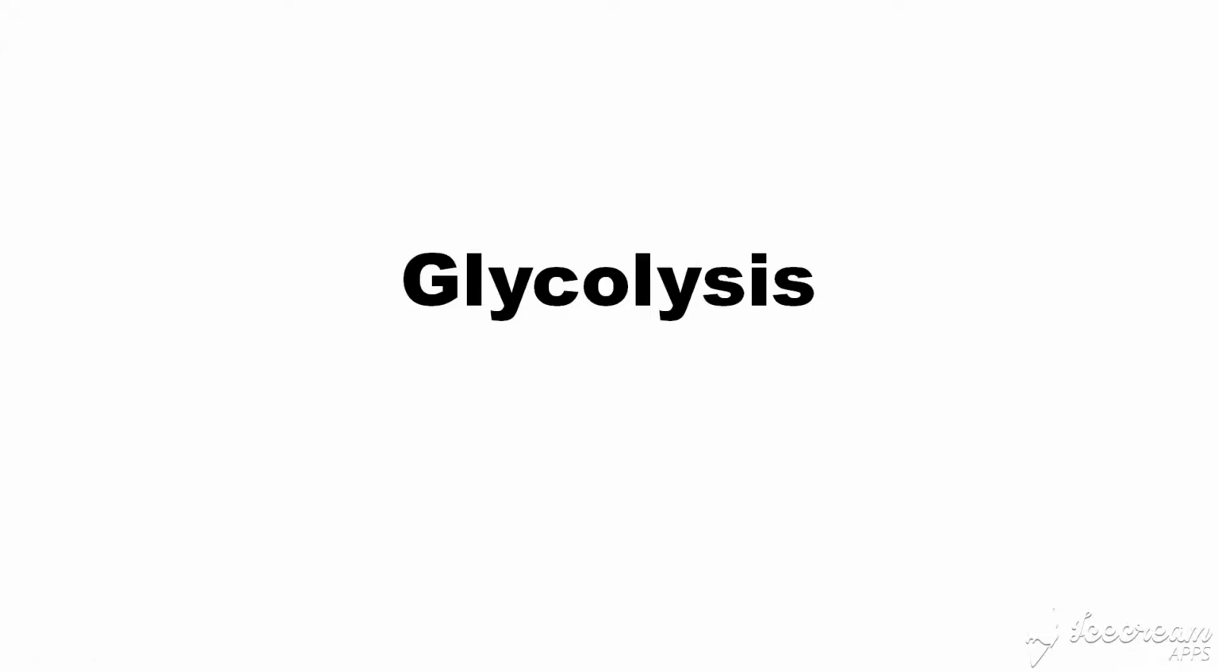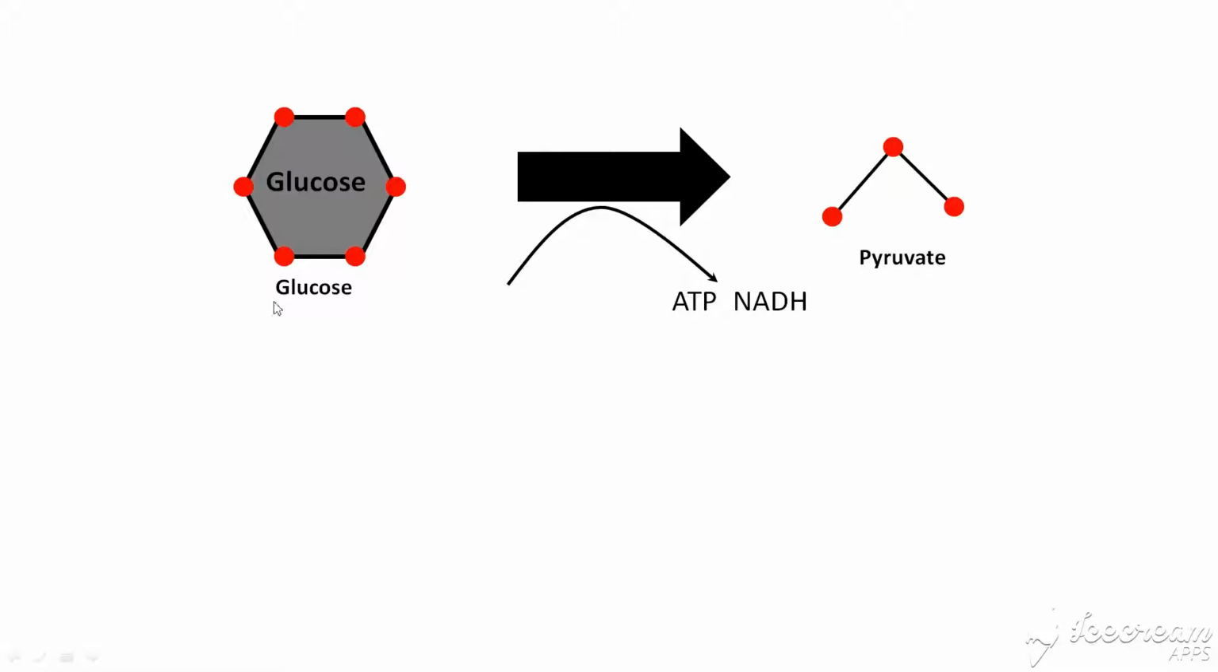So in this video, we're going to be talking about glycolysis. Glycolysis is a series of enzymatic reactions that takes place inside the cytoplasm. In this series of enzymatic reactions, glucose, which is a 6-carbon structure, is going to be converted into two 3-carbon pyruvates. And in this process, we're going to produce ATP and NADH.